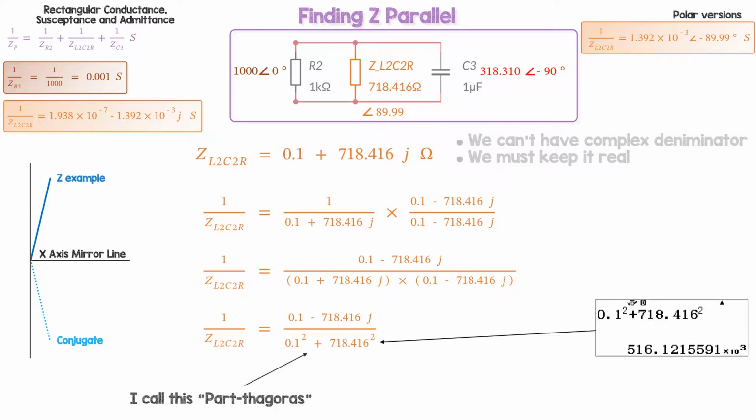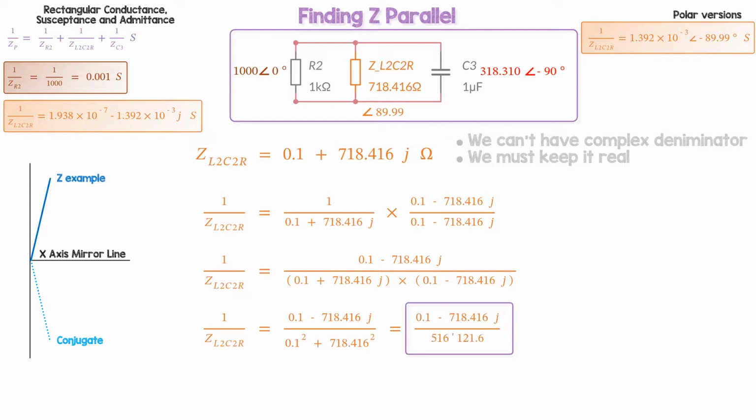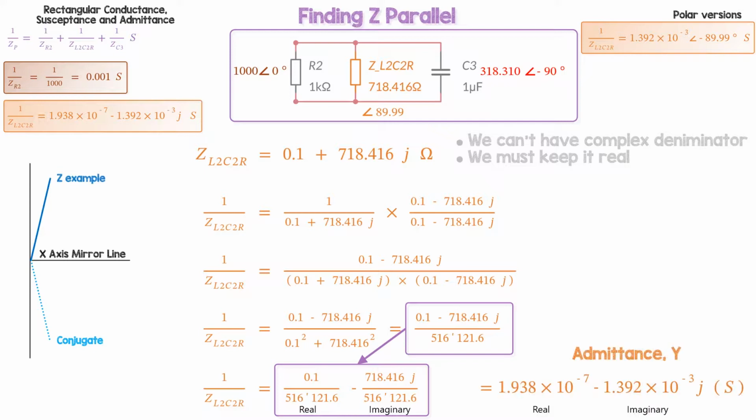I call the denominator Pythagoras because it's like Pythagoras. You square and you add. You just don't square root. And then we split up this fraction into real and imaginary. And then we've got the reciprocal of our impedance, which is what we were after. So that comes out as 1.938 times 10 to the minus 7 minus 1.392 times 10 to the minus 3 j Siemens, which is what we worked out on the calculator earlier.